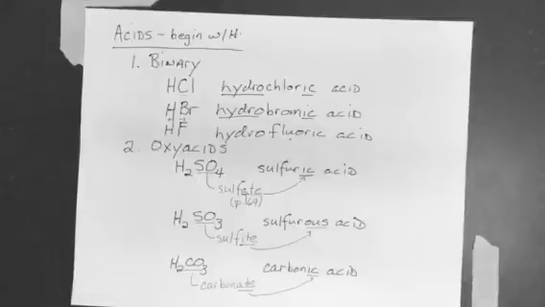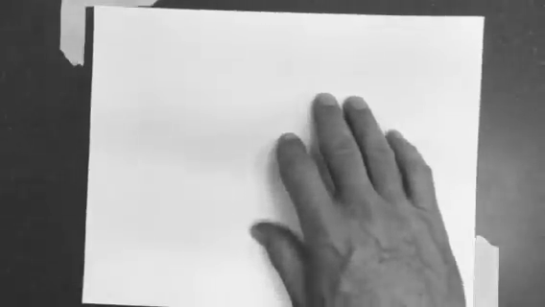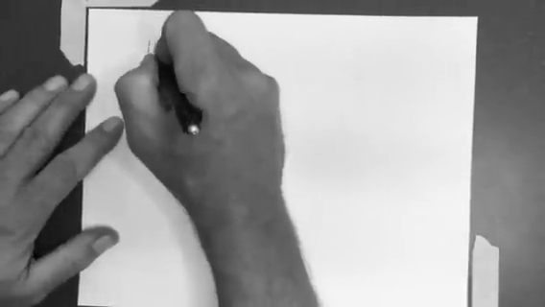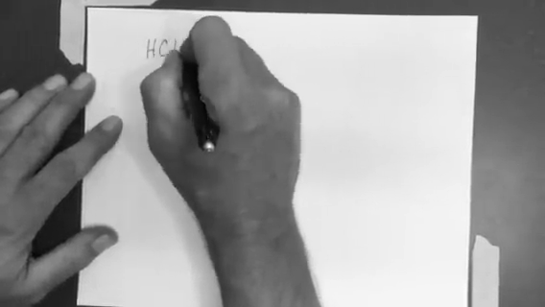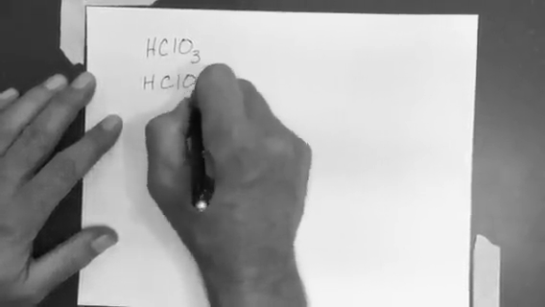So you can see how critical it is. Here's another example of how critical it is that you know your polyatomic ions. Okay? So let me give you some practice here. I would like you to name HClO3 and HClO2. Go ahead and pause the video and name those two.